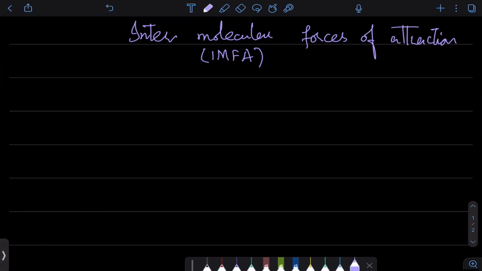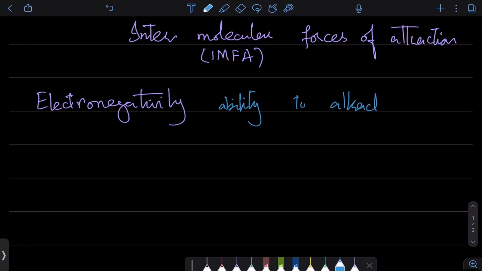So first, let's talk about what bond polarity is. And to do that, we need to understand a concept called electronegativity. In the simplest terms, electronegativity is the ability to attract electrons. And we usually say it's the ability to attract a shared pair of electrons, because electrons are always shared in pairs. So it's always the ability to attract shared pairs of electrons.